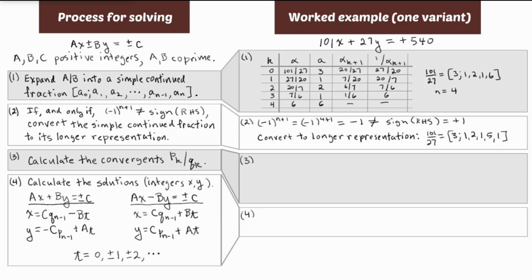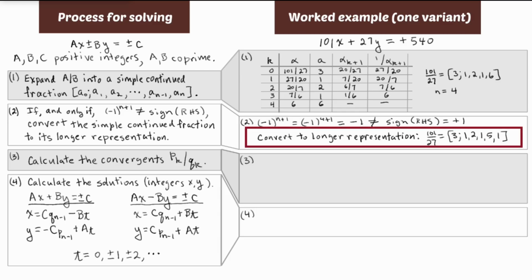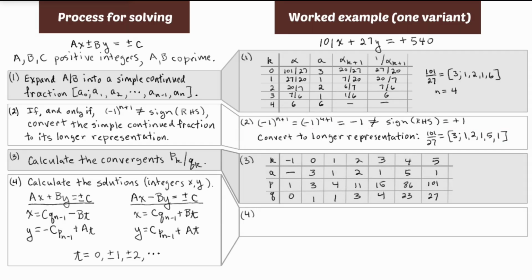In step 3, we calculate the convergents. We calculate them for the longer representation because we had to convert the continued fraction to the longer representation in step 2. Try to do this yourself. We won't go through calculating the convergents line by line because you can see how to do this in a separate video. But here's a table that shows the work.